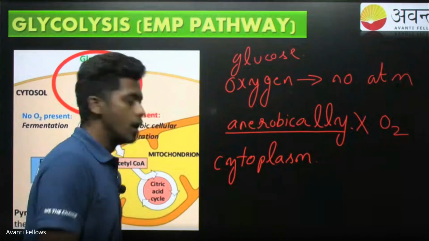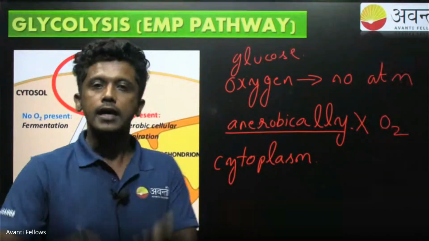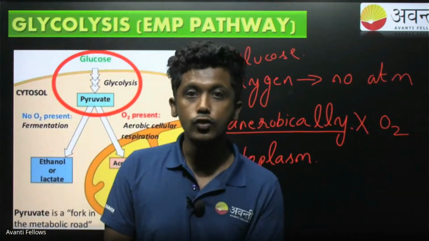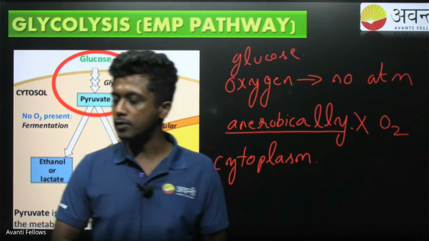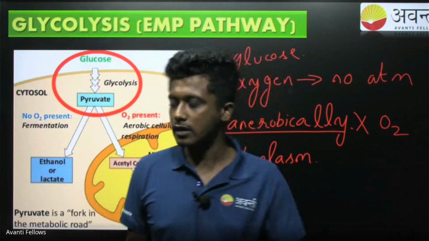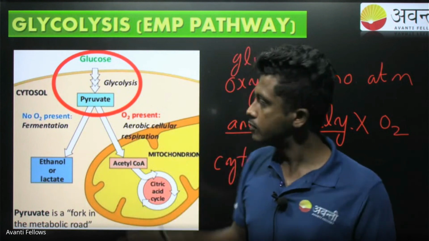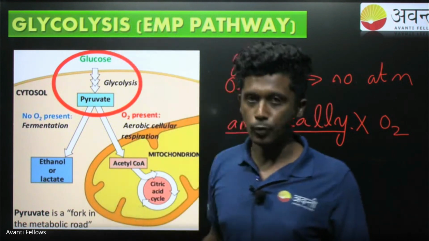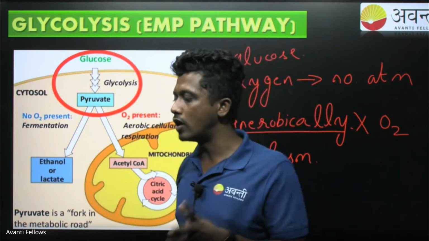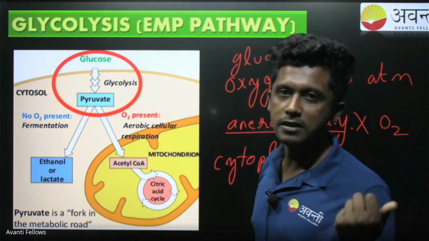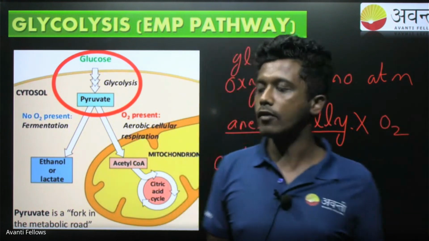For example, it happens in the prokaryotes, it happens in the eukaryotic unicellular organisms, or it happens in the eukaryotic multicellular organisms. In all of us, it happens. Okay, which process? The glycolysis process. Okay, what is a glycolysis process? Glyco means glucose, lysis means breakdown of glucose.